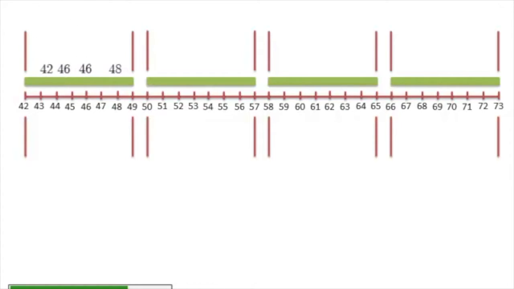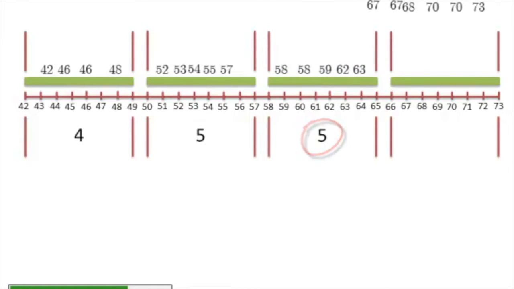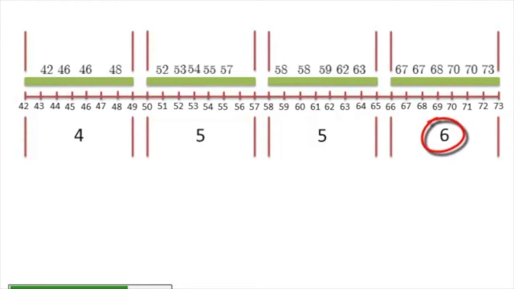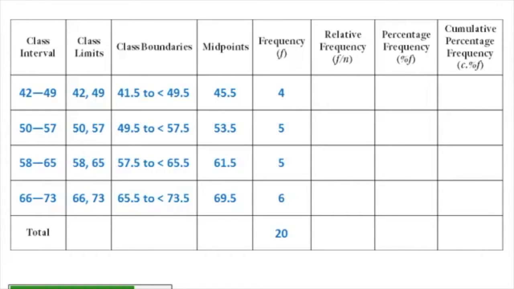For the first class interval, we have 4 numbers, so the frequency for the first class is 4. For the second class interval, the frequency is 5. For the third class interval, the frequency is also 5. And for the fourth class interval, the frequency is 6. So now we place our frequency values in the frequency table and add them up to obtain the total.